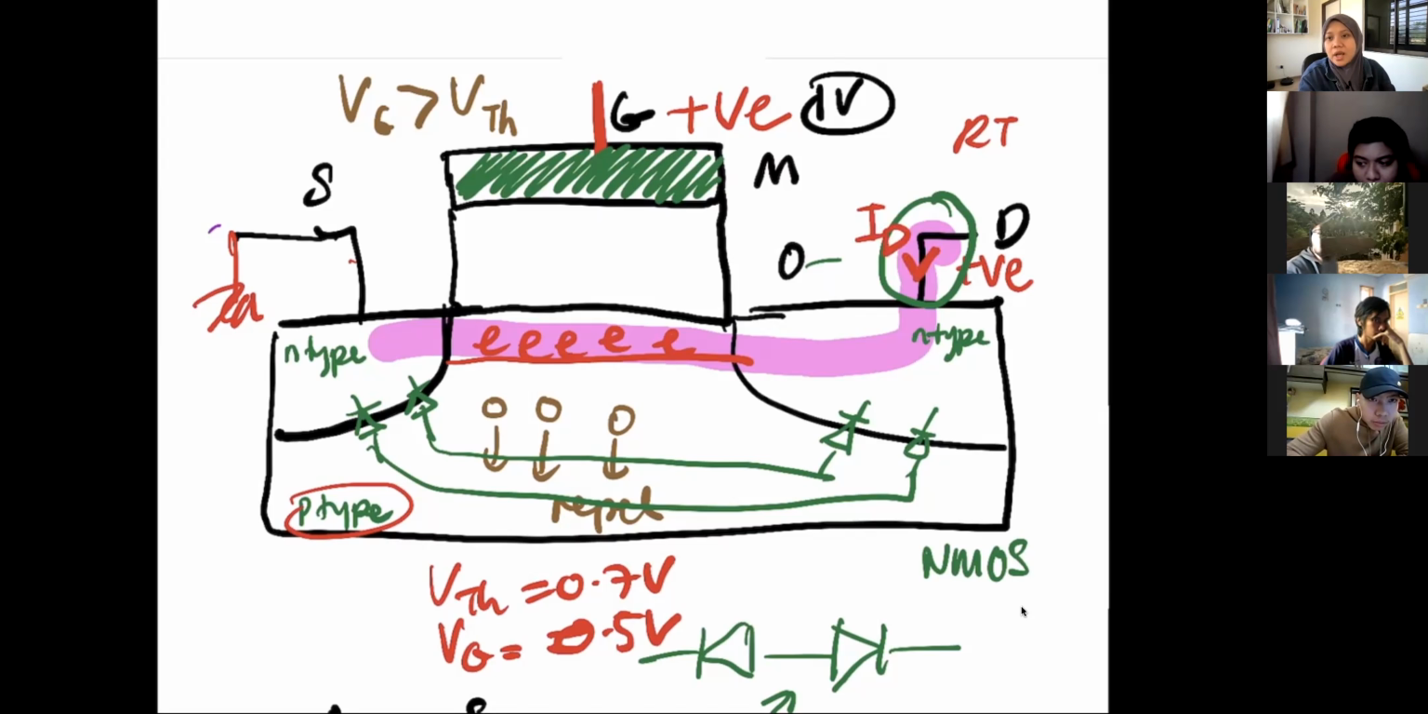What is the source current? What's the value for the source current? Anybody? It should be the same, right, as ID. Yes, good. That's a trick question. The source current is the same as the drain current because this is one channel. The two are in series. So ID equals IS.